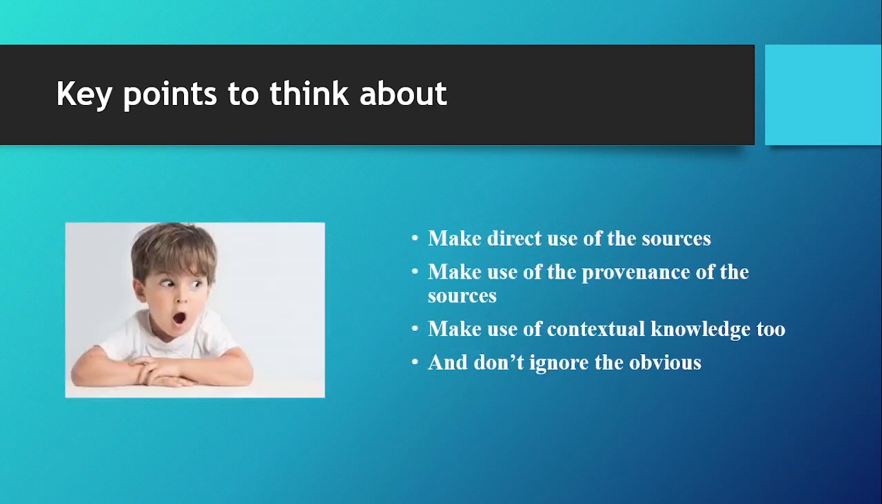More points. Make direct use of the sources, where it's appropriate to do so. The same goes with the provenance of the sources, including dates and whether they are public or not. And do also make use of contextual knowledge. In this case, what you know about the Cold War and the issue of blame, and what you know about the Marshall Plan. And don't ignore the obvious. It can be very important. For example, with these sources, one is Russian whilst the other is American.